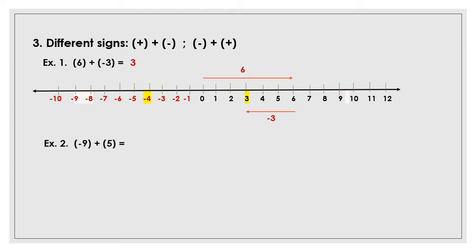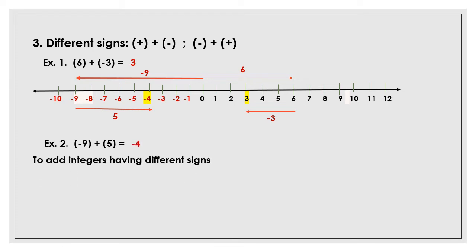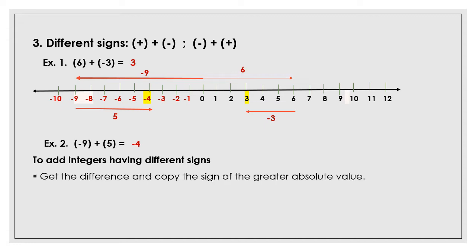Then we have negative 9 plus 5. So from 0, we move 9 units to the left. Then plus 5. So from negative 9, we move 5 units to the right. And we have stopped at negative 4. So negative 9 plus 5 equals negative 4. To add integers having different signs, we get the difference and copy the sign of the greater absolute value.